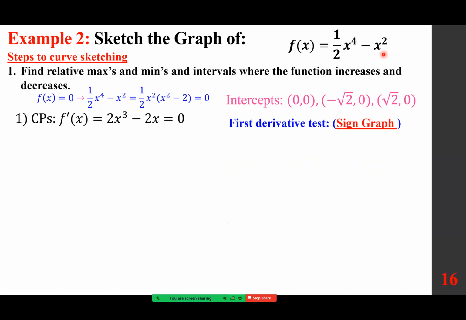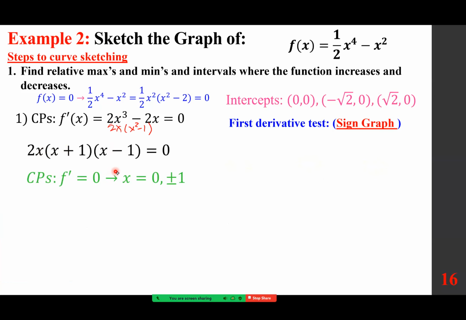And I need to set this equal to 0, and to do so, I have to factor this expression. So let me take out the 2x. And x squared minus 1 is x plus 1, x minus 1. So that gives me 3 answers when I set this equal to 0. x equals 0, x equals negative 1, x equals positive 1. So there are 3 zeros for f prime. That means those are CPs, critical points.